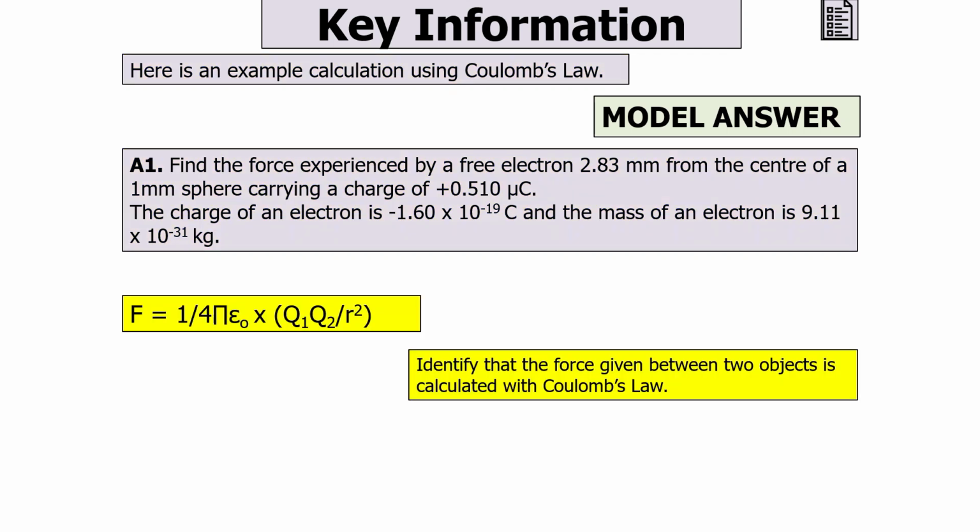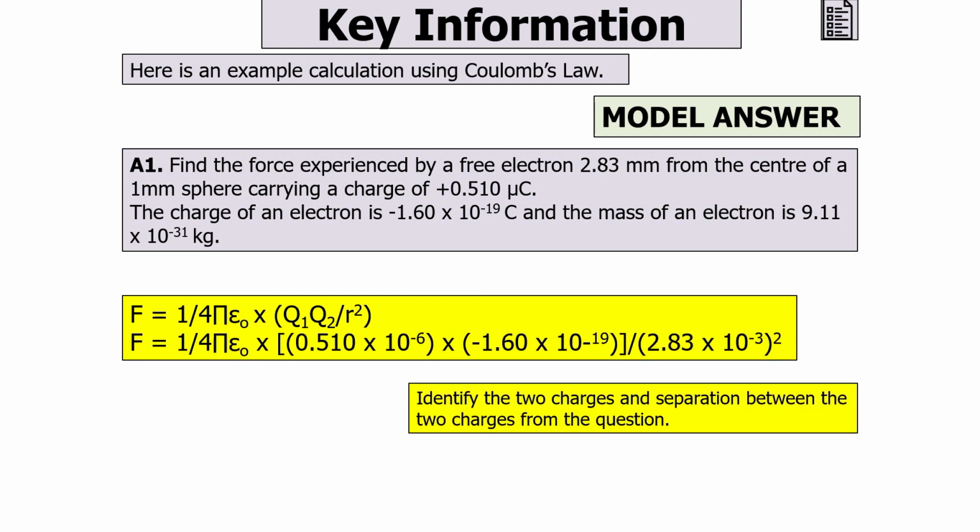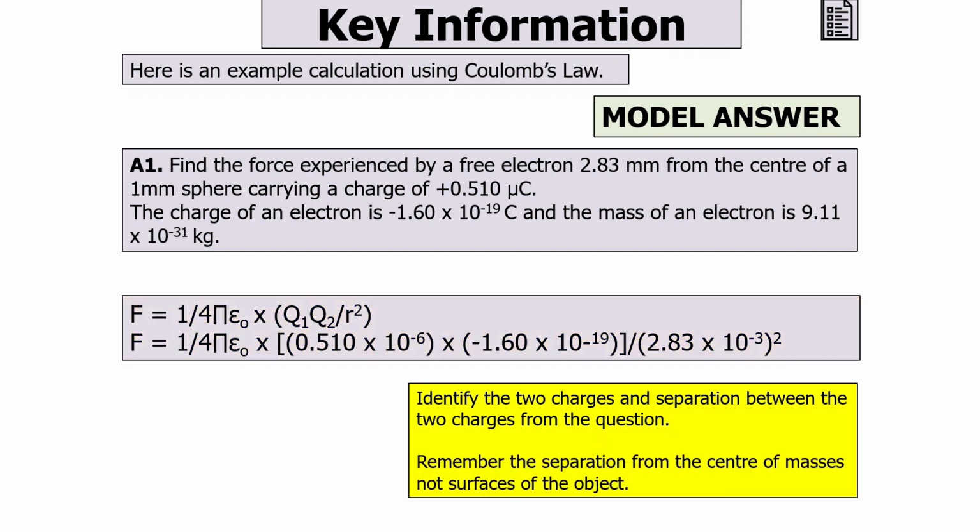So we firstly identify that the force between the two objects is calculated with Coulomb's law. F is equal to 1 over 4 pi epsilon 0 times Q1 Q2 over R squared. We then identify our two charges and the separation between the two charges from the question. Now remember, the separation from the centres is what is going to be our value of R, not the surfaces of the objects.